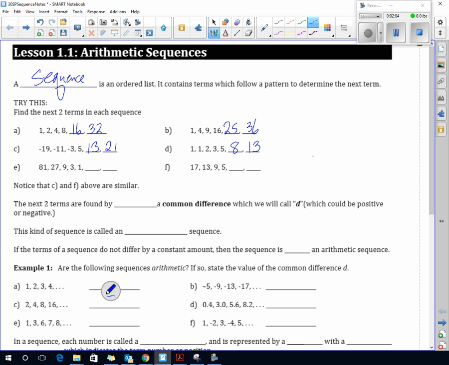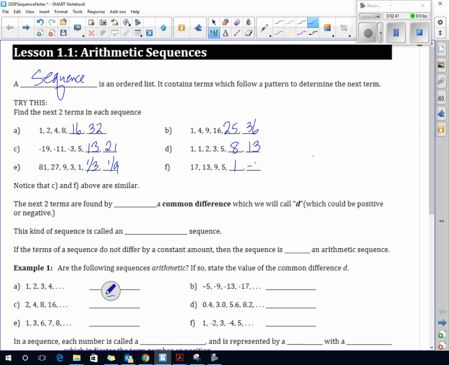Okay, next one, E. What's the next one? 1/3. What's the next one? 1/9. It's dividing by 3 each time. How about this one? It's going down by 4, so what's the next one? 1, -3, very good.